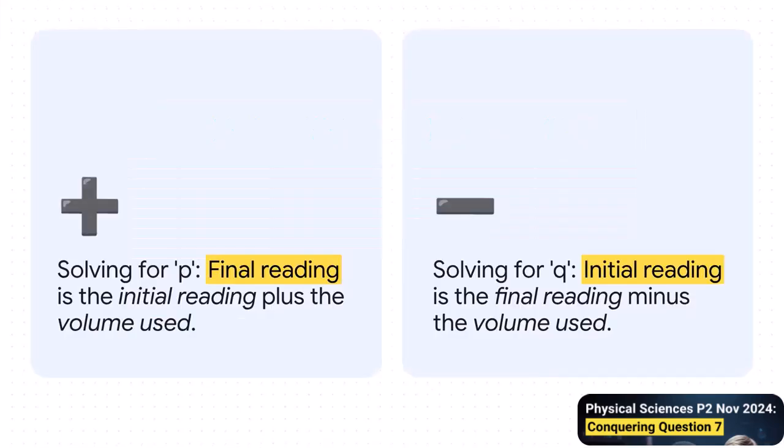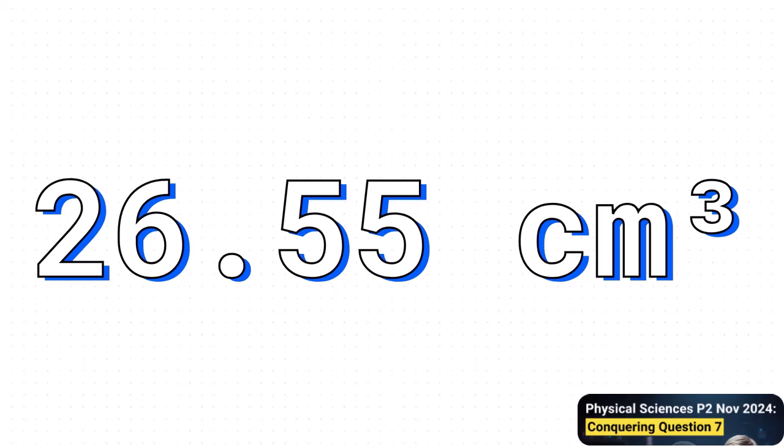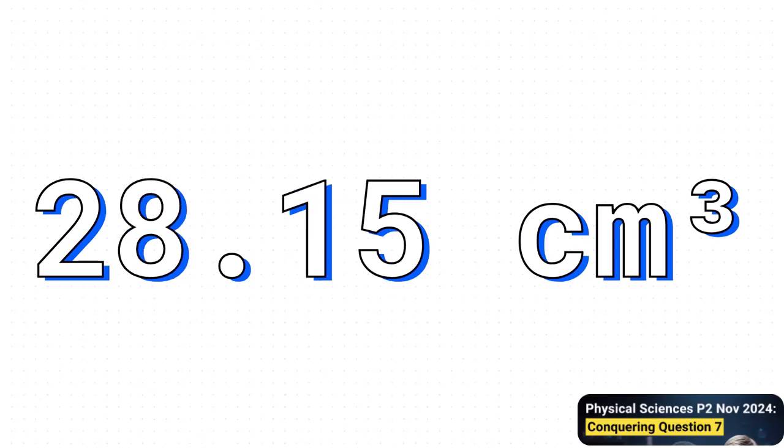Okay, let's think about it. For P, that's the final reading. So you take the initial reading and you add the volume of liquid that you used, right? Simple addition. For Q, it's the initial reading. So you got to work backwards. You take the final reading and you subtract the volume that was used. So for run 1, P is going to be 6.5 plus 20.05, which gives us 26.55 centimeters cubed. There's P. And for run 2, Q is going to be 48.3 minus 20.15, which comes out to 28.15 centimeters cubed. Perfect. That's 2 more marks right there. See how we're just chipping away at this question? We're building some serious momentum now.